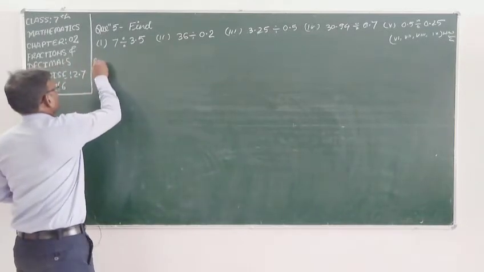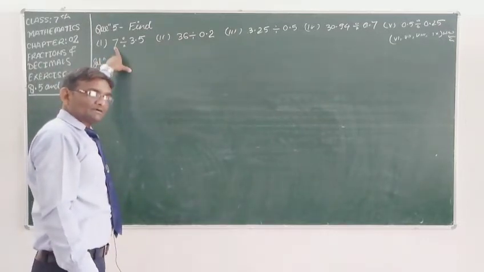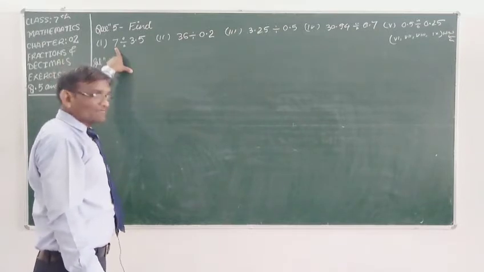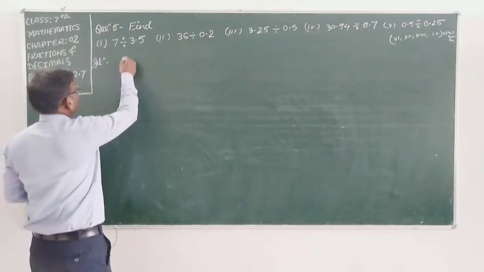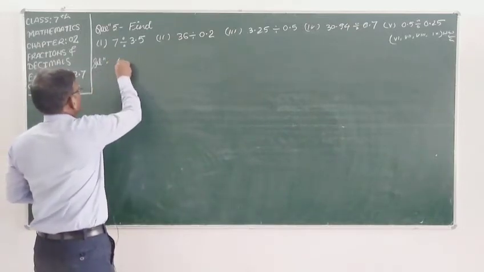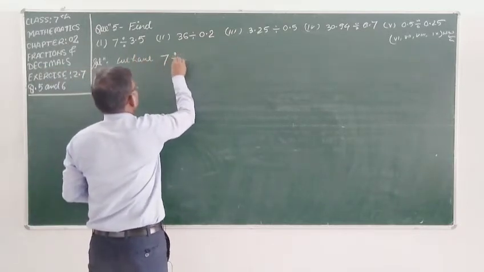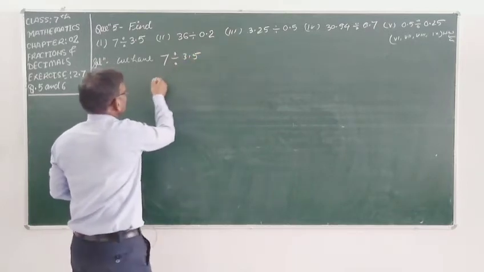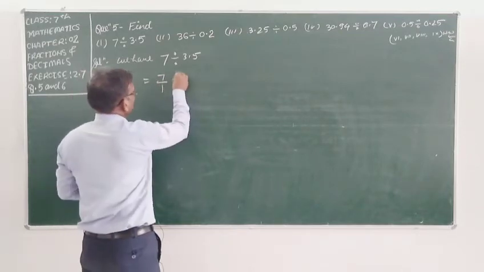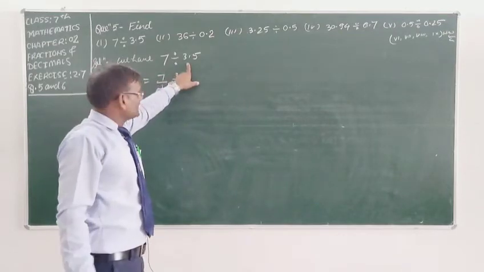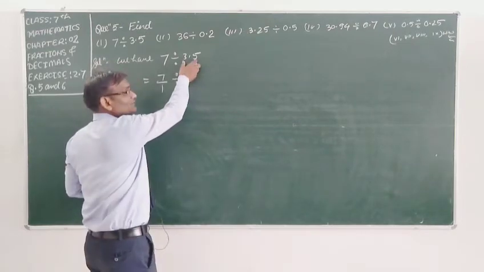So, student, if we talk about the solution of this question, 7 is a whole number. So you can write 7 in the form of a fraction, in the form of p upon q. So we have 7 divided by 3.5. You can write 7 as 7 upon 1 divided by, now convert the decimal number into a fraction. So student, how can we convert the decimal number into a fraction?